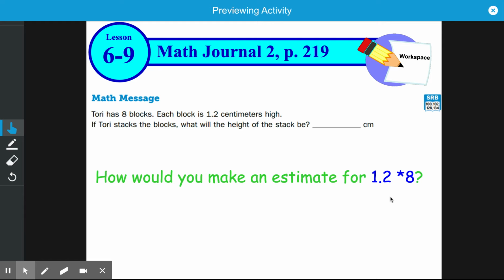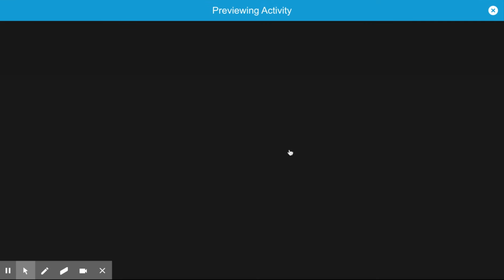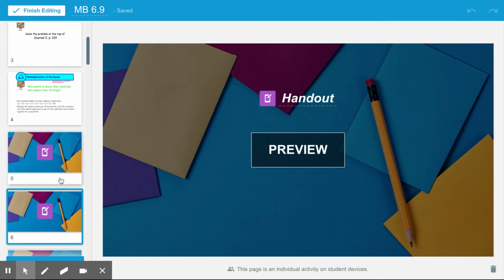Hopefully you would have said that it would be like rounding 1.2 to 1 times 8, and your estimate would be around 8, but we know it would be a little bit higher because of that 0.2 there. And you can see that the actual answer is 9.6. And so does 9.6 make sense with our estimate? Yes, it does, because 9.6 is very close to 8. It's in that same range that we would want.